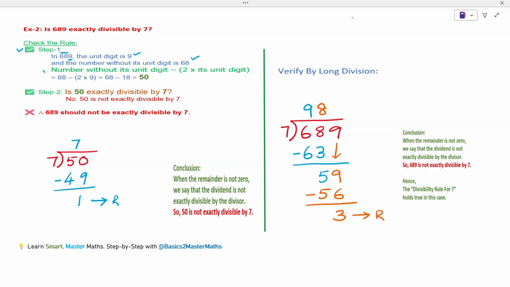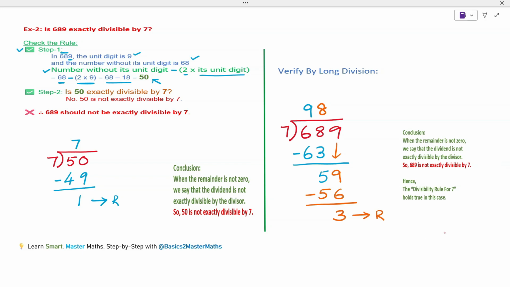Let us apply the formula. Number without its unit digit minus 2 multiplied by its unit digit, that is 68 minus 2 multiplied by 9, gives you 68 minus 18. So, the final result is 50.